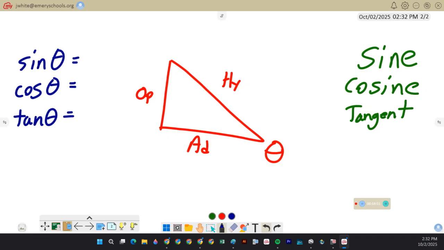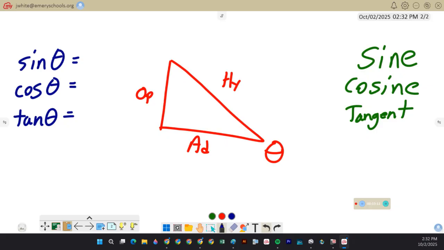Sine, cosine, and tangent. That made me giggle. I don't need to make fun of Lily. She does a good enough job on her own. I said I didn't need to make fun of you. You do that well enough on your own.